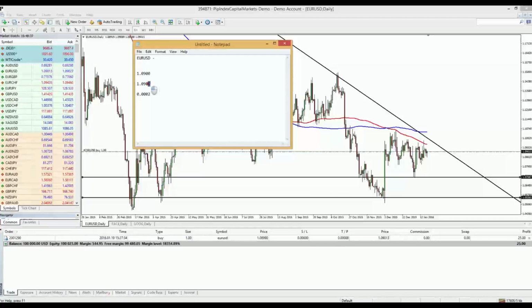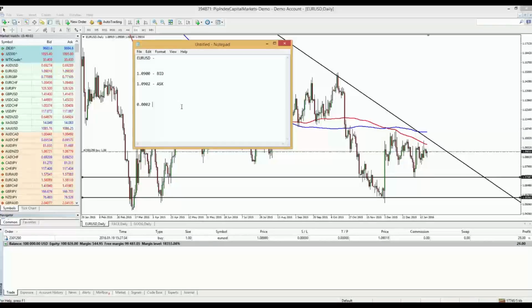It's 0.0002. That's all the difference between those two figures. Guys, which one of those is the bid? And this one here is the ask. The bid is what it's coming in at for the broker, and they're asking for this. And the difference is called the spread, and that's the financial transaction charge you actually have to pay.